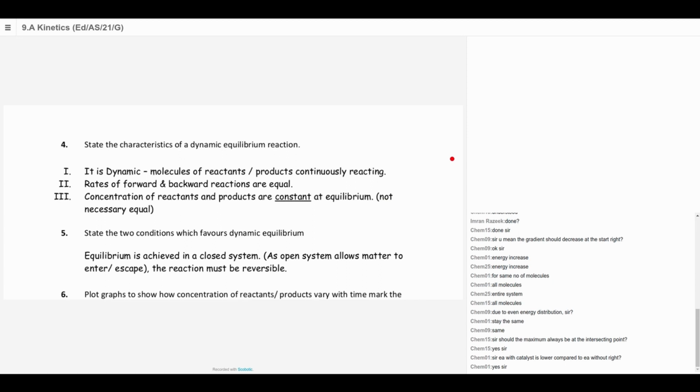This is also a common misunderstanding among many students. They think once the system reaches equilibrium, the concentrations should be equal. No, it's not a condition. It can be equal, it may not be equal.